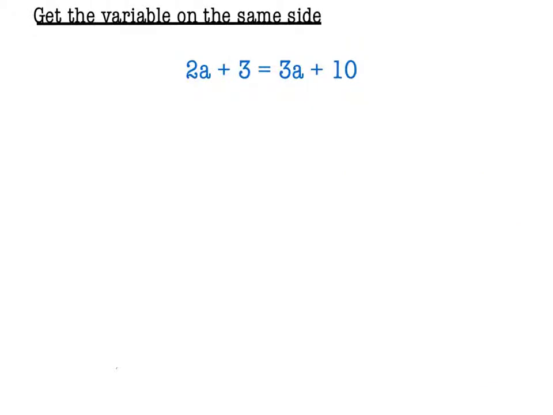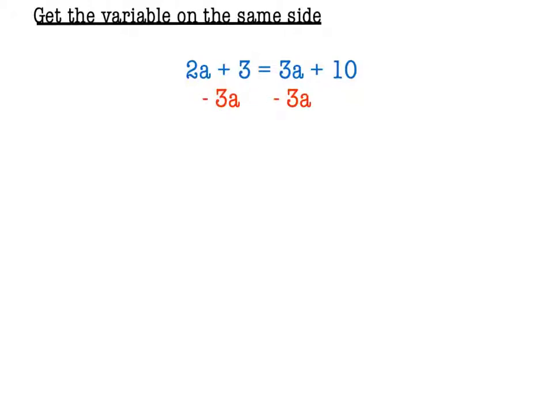To solve a problem with variables on both sides, you have to get all variables on the same side. To do that, you must do the opposite operation of the variable on both sides of the equal sign so it cancels out. As you see here, the problem we are solving is 2a plus 3 equals 3a plus 10. So let's go back to what we explained before to get 2a and 3a on the same side of the equal sign. To do that, you subtract 3a from both sides of the equal sign.